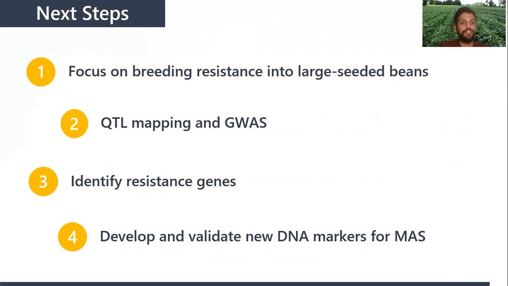For next steps, we're going to focus on breeding resistance into large seeded beans. So we're going to develop mapping populations with Andean beans to detect QTL, quantitative trait loci, associated with disease response, more specifically for brown spot, which doesn't have much information in the literature. We're also going to try some genome-wide studies. And the goal is to identify resistance genes and use them to develop and validate new DNA markers to be used in marker-assisted breeding.